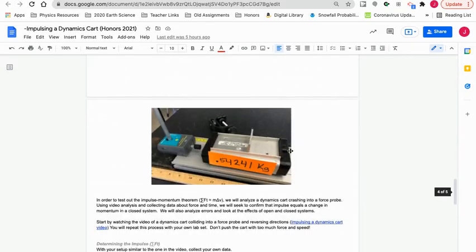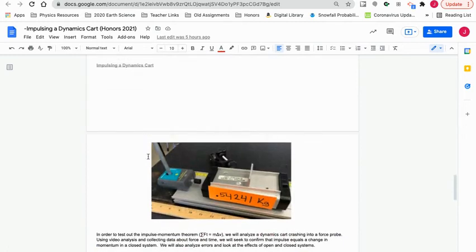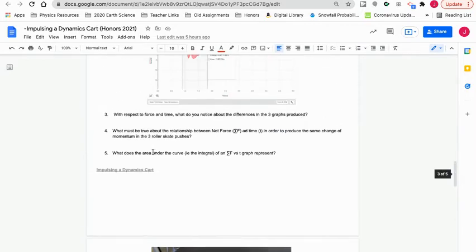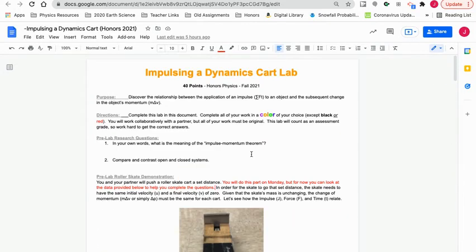Just answer down to where it actually gets to, I'm sorry, when it gets to this part right here. So impulsing a dynamics cart, from this part down, we will do on Monday. But if you could have this section here done for Monday, that would be awesome.